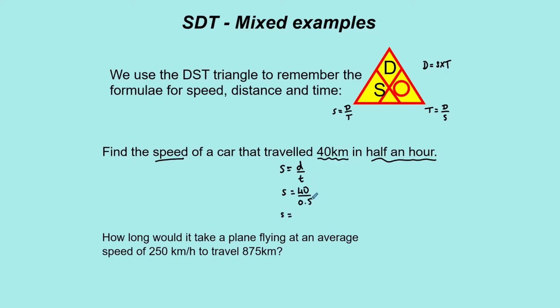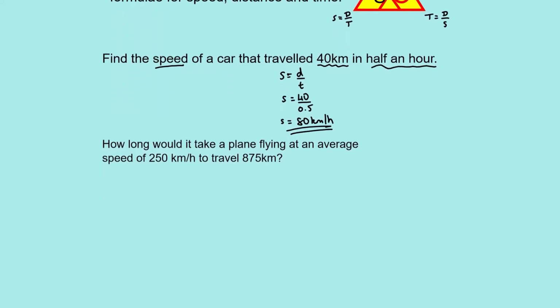40 divided by 0.5, you can do that quite quickly in your head. If you divide by a half, that doubles the answer. So we get 80 kilometres per hour. Make sure you check your units are consistent: kilometres for the distance, hours for the time, kilometres per hour. And that's your answer. Okay, so let's have a look at the next example.